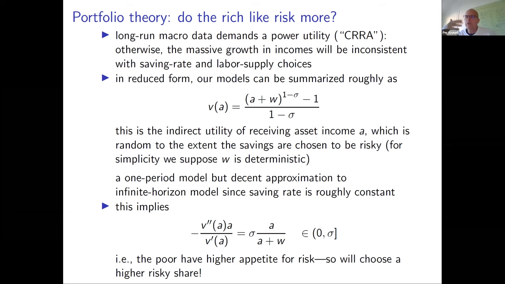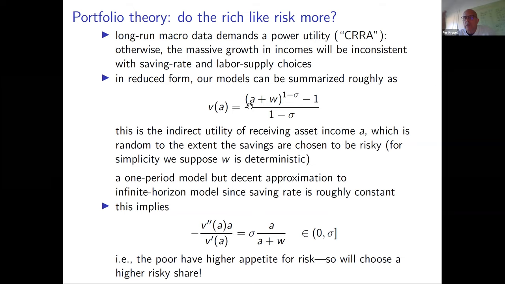So then, think of a model that is just a one-shot model, static. Ex ante, you save, and A is the result of saving, which involves a risky return. So you come into the period with A, and then you have some wage. Let's make the wage deterministic and constant now. But A, you can think of as ex ante uncertain, because it's how much you save times the return.